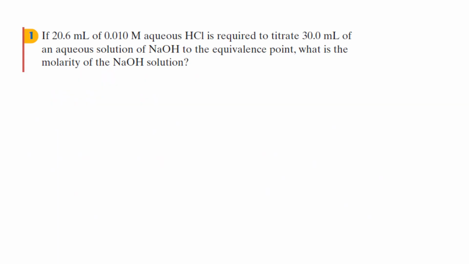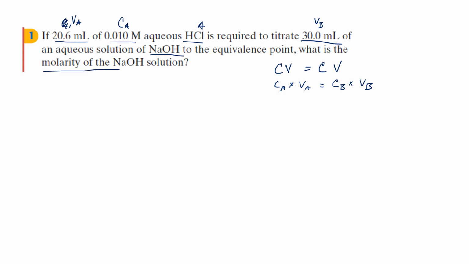So we have a shortcut equation that CV is equal to CV, as in the concentration of the acid times the volume of the acid is equal to the concentration of the base times the volume of the base. So here, let's start labeling the numbers in this question. If 20.6 mils of a 0.010 molar aqueous HCl, HCl is an acid. This makes this the concentration of the acid. This makes this the volume of the acid. Pretty easy. It is required to titrate 30 mils of aqueous solution of NaOH. 30 mils is a volume, so this must be the volume of the base.